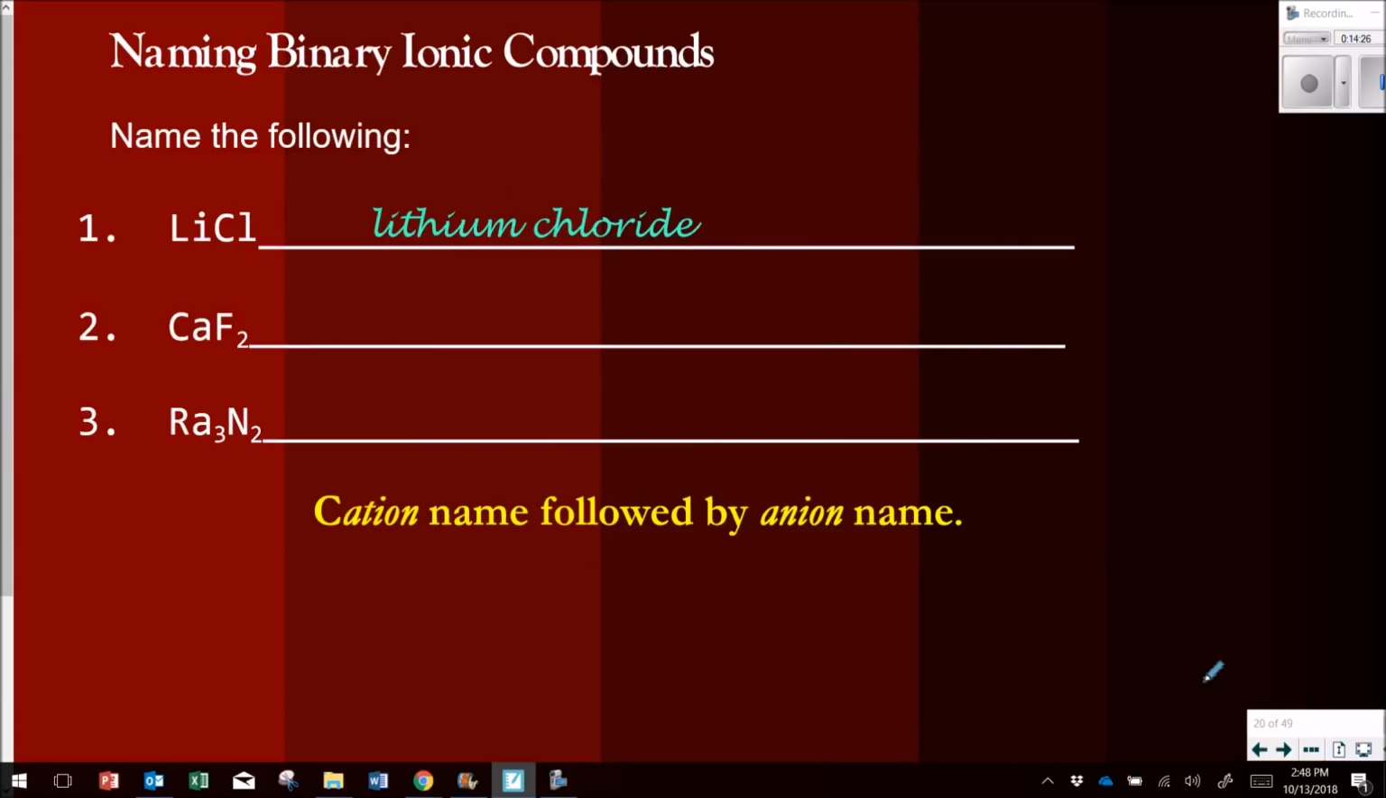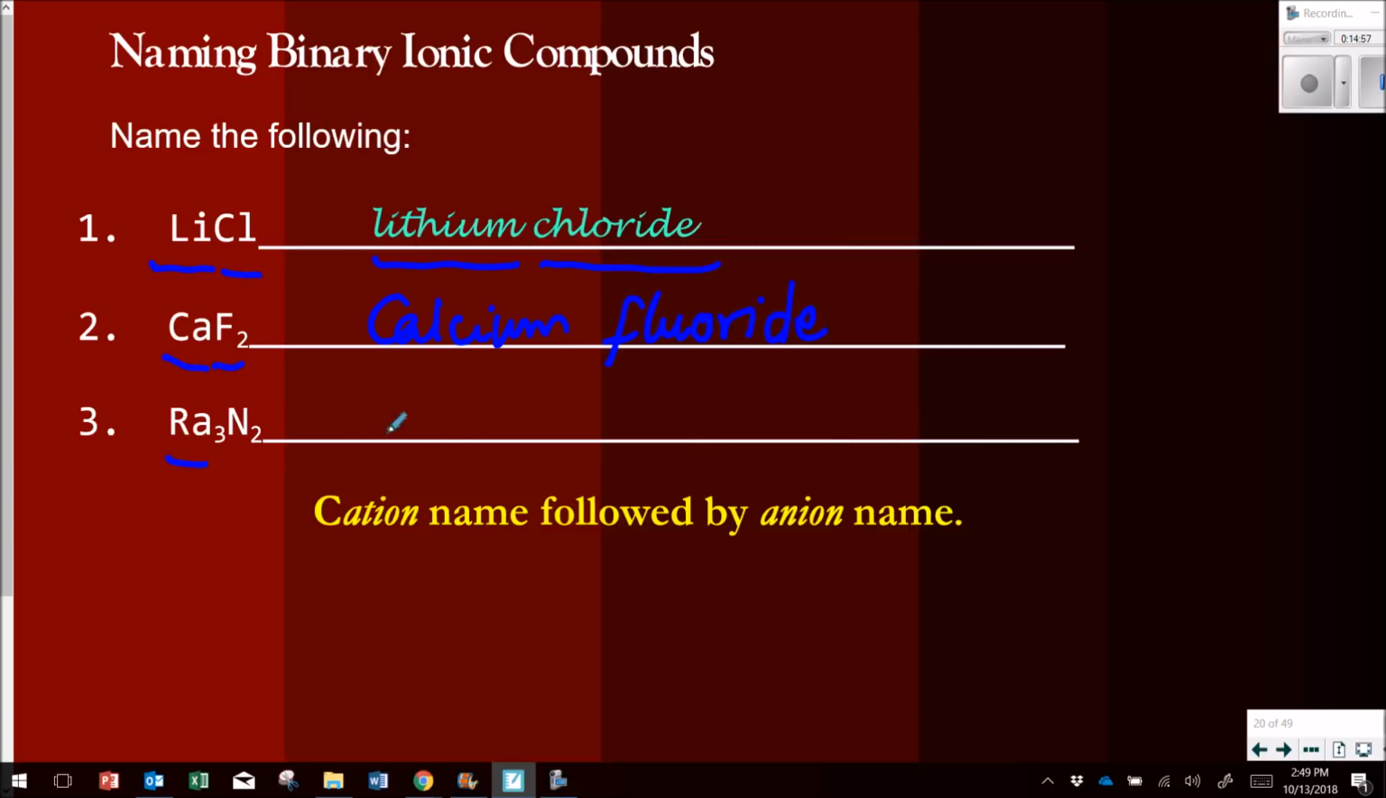Let's do a couple more to practice. So LiCl, Li is lithium, Cl is chloride, and I'm done. Ca is calcium, F is fluoride, and it doesn't matter that there are 2, I still just write fluoride.